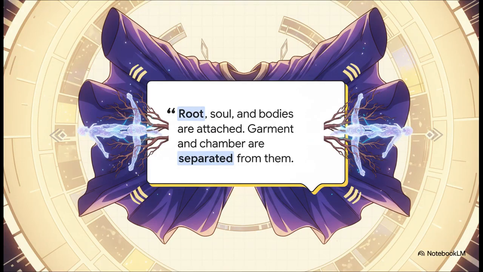To cement this rule, let's read directly from the source text itself. It says, root, soul, and bodies are attached to one another. Garment and chamber are separated from them. This is a hard and fast rule in spiritual architecture. The essence, the life force, and the immediate container are intimately fused together. But the interface and the environment, they sit entirely outside, sort of hovering and surrounding that core.